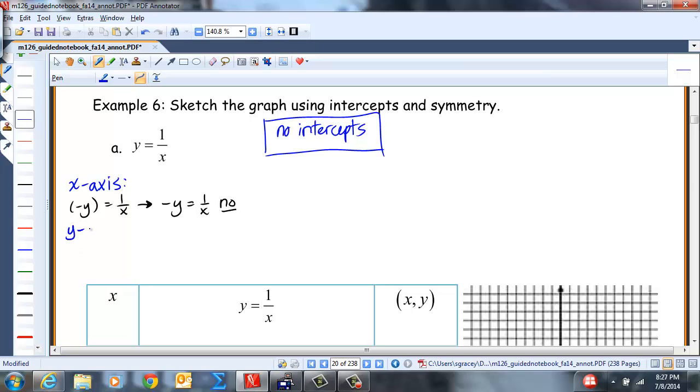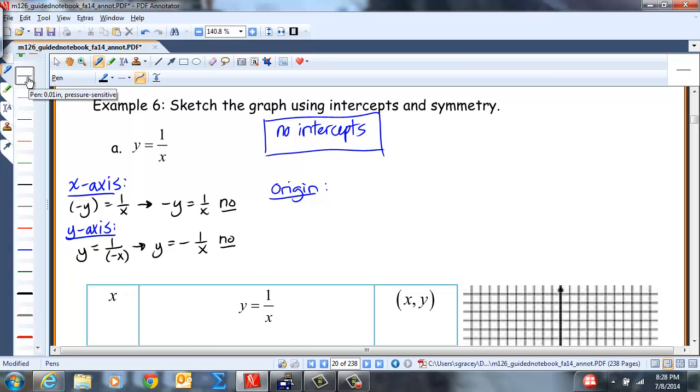The y-axis, you plug in negative x for x and see if you get the same thing out. And that is not the same. And the origin, you replace x with negative x, and you replace y with negative y and see if you get the same thing.